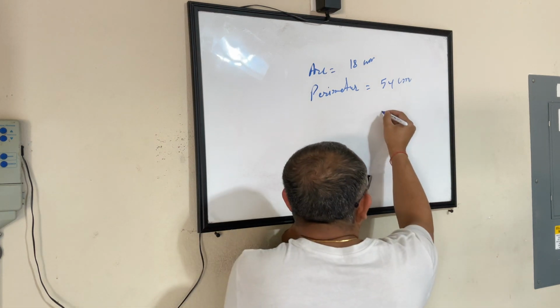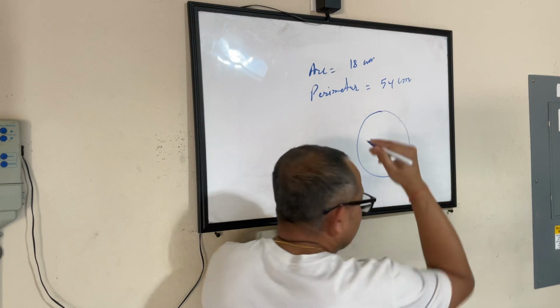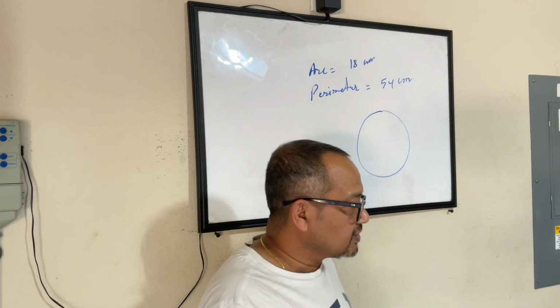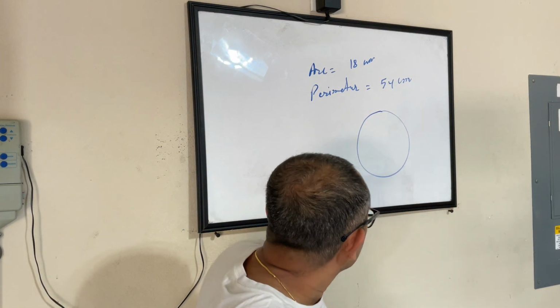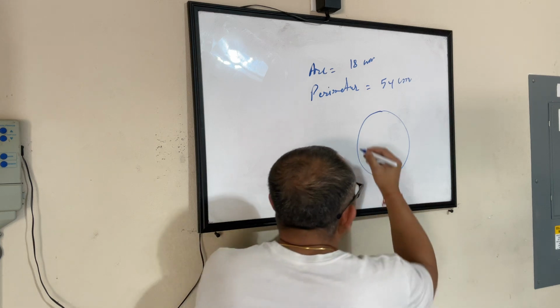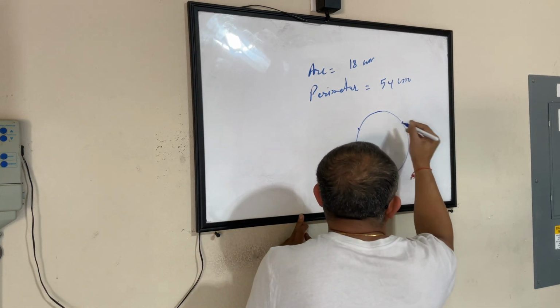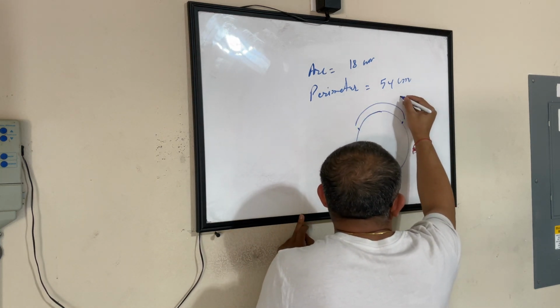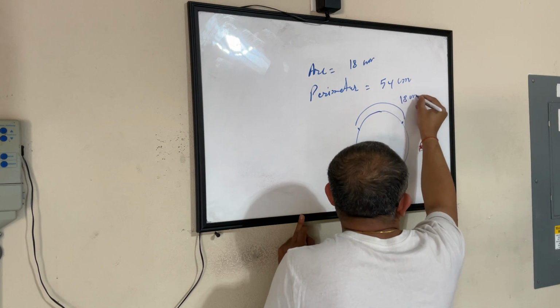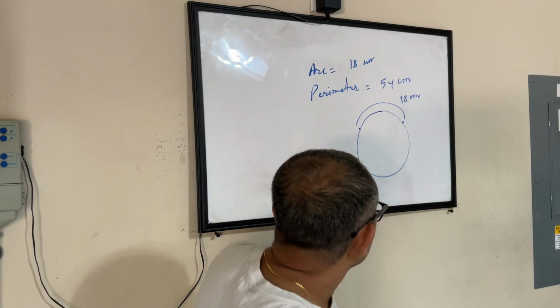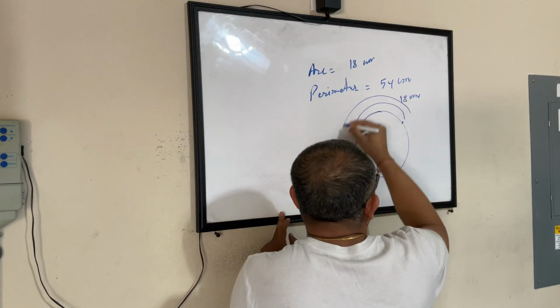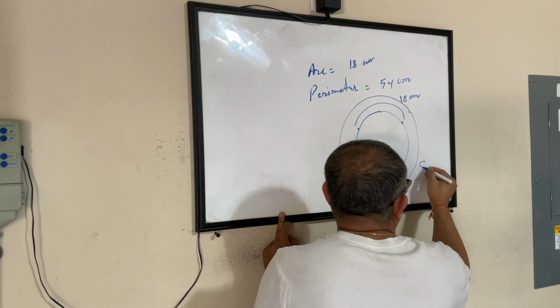As soon as you look at a question, don't try solving it. First thing you'll do is, okay, circle. This is a circle, and probably this is one arc. Let's say this arc is 18 centimeters, and the perimeter from here to here is 54 centimeters.